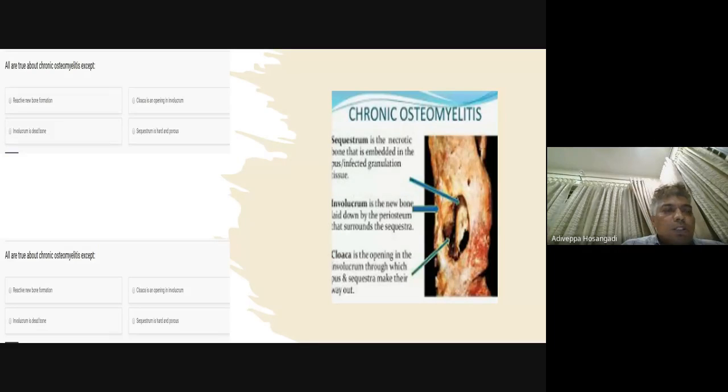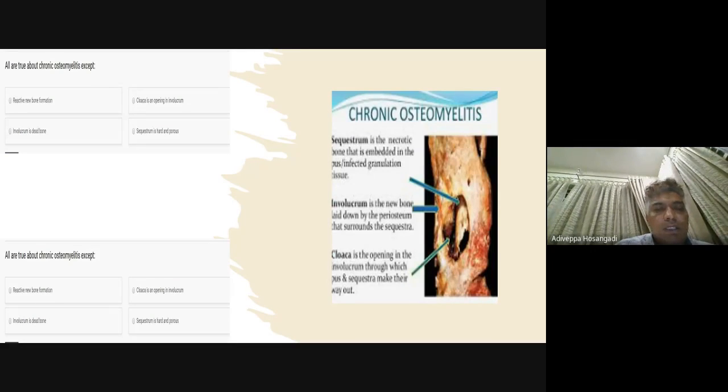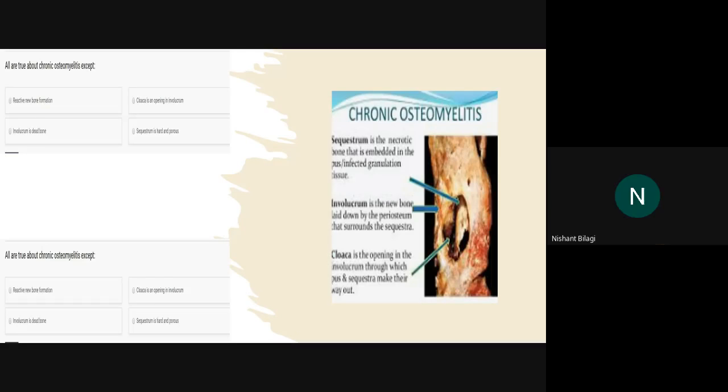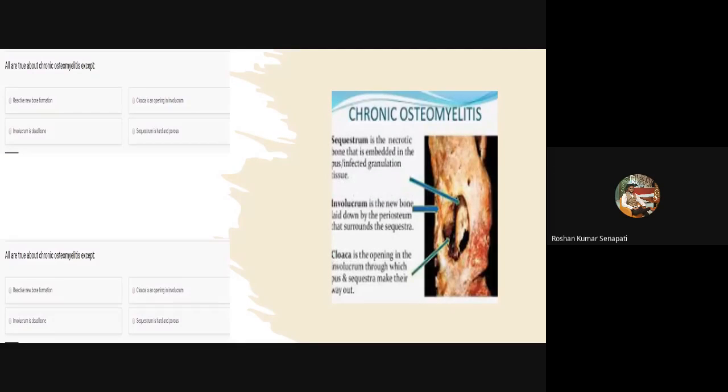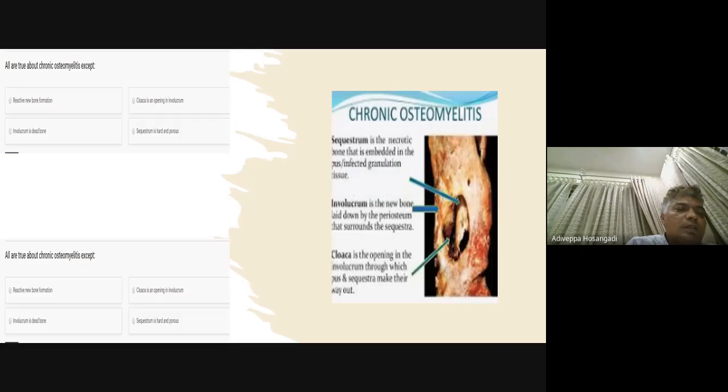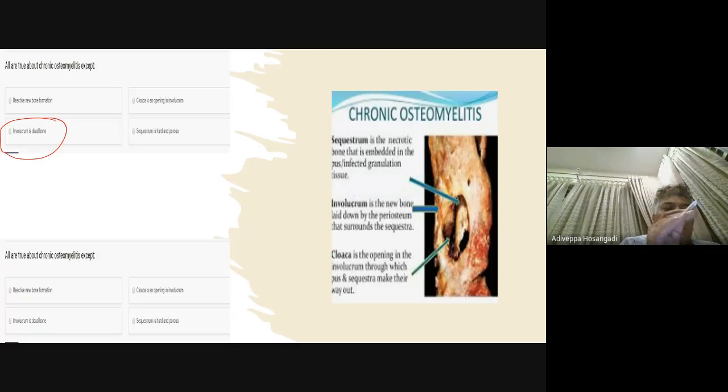All are true about chronic osteomyelitis except: reactive new bone formation, involucrum is a dead bone, cloaca is an opening in the involucrum, sequestrum is hard and porous. Sequestrum is hard and porous. Involucrum is reactive live bone. Very good. Involucrum is a live bone. It is new bone surrounding a sequestrum.